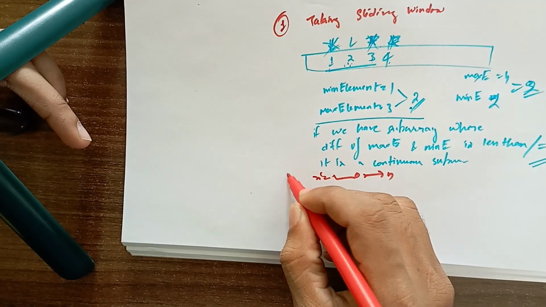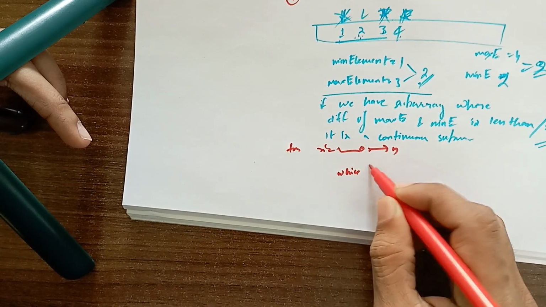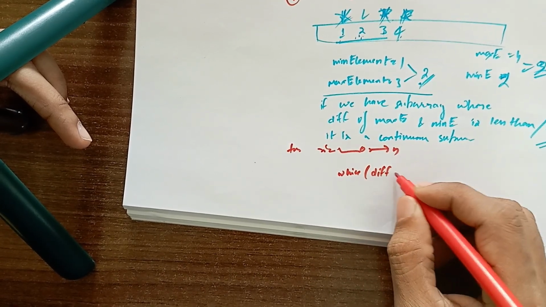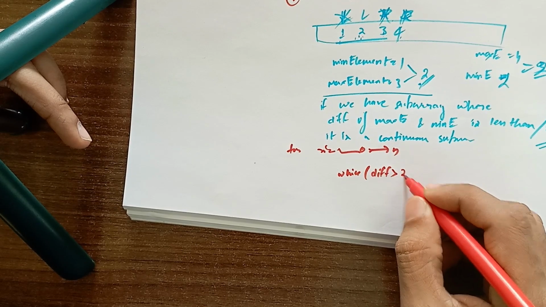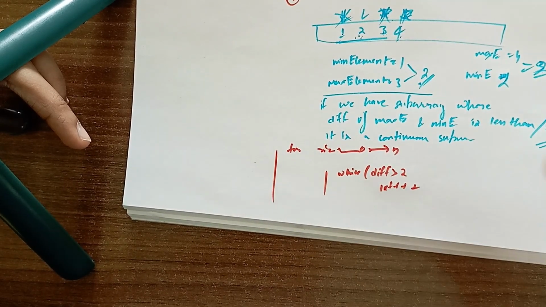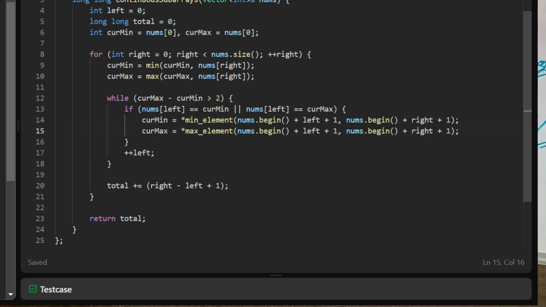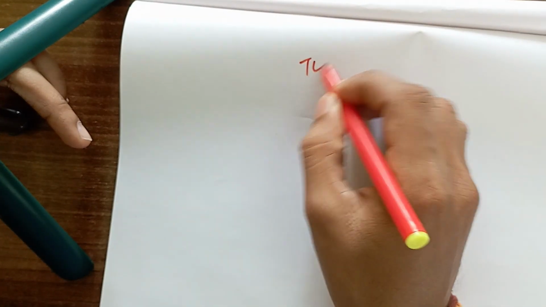So we'll be running a loop for right from 0 to n, and if the difference is greater than 2, we'll be incrementing our left pointer. So you will be getting the code. Now this is the code. Here we have another loop in a loop, that means a nested loop, which is causing us a TLE.